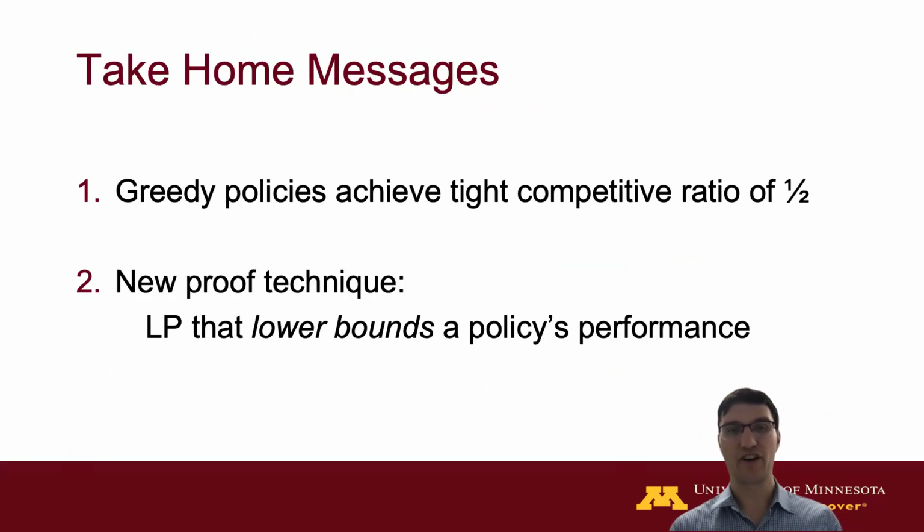So that's all I have for you. The key take-home messages are, first of all, that greedy policies actually can be quite effective for dynamic matching. In many cases, they can achieve an optimal competitive ratio, as good as any other policy can achieve. And second, this novel proof technique we have, which is to introduce a linear program that lower bounds a policy's performance, and therefore allows us to prove competitive ratios by just comparing the objectives of two linear programs rather than by directly analyzing the stochastic process induced by a policy.